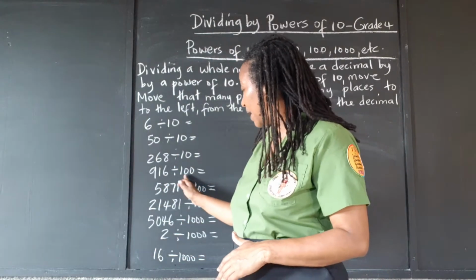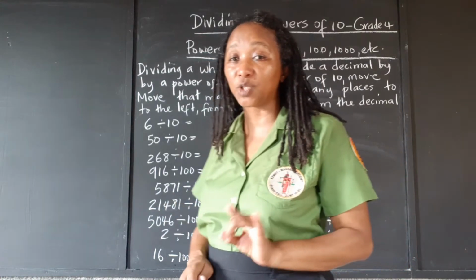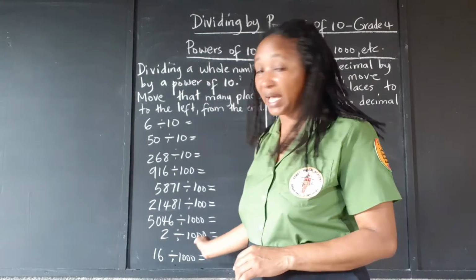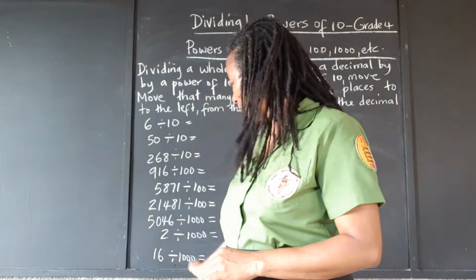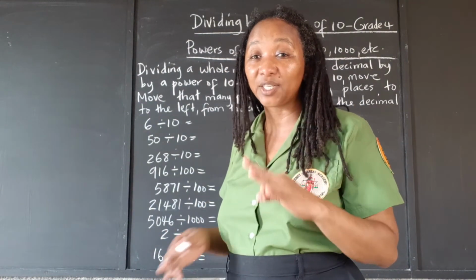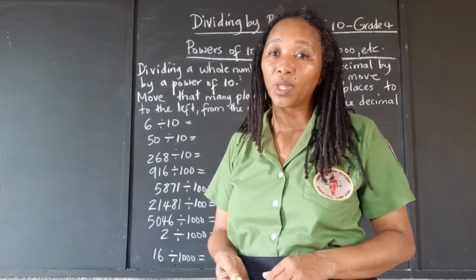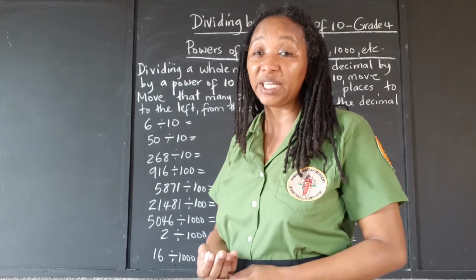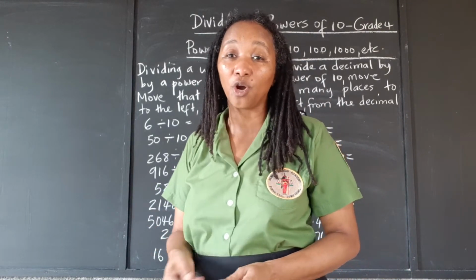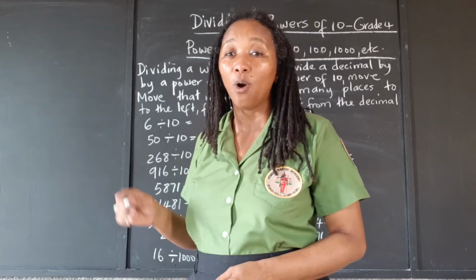If we're dividing by 100, 100 has 2 zeros, so that tells us we would be moving 2 places to the left. If we were dividing by 1,000, from the end of the number we would move 3 places to the left. 1,000 has 3 zeros, so that's the clue. Just look which power of 10 you're dealing with, and that will tell you how many places to the left you're going to move that imaginary decimal point when you're dealing with whole numbers.